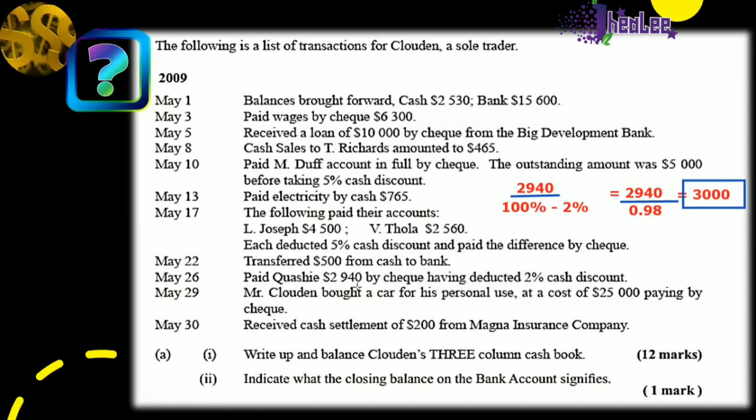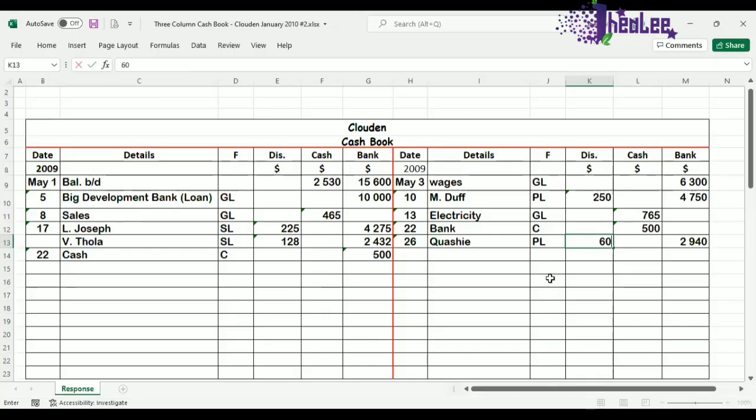But the business paid $2,940. What was the discount? Because now we have the original value and we have the value that was paid. The discount, people, is the difference between the two values, the original value and the amount that was paid, and that gives us $60. So in the cash book, we're going to record that the discount is $60. So when you get a cash book question, people, you need to ensure that you interpret the transaction accurately to see whether or not the discount was already taken out.